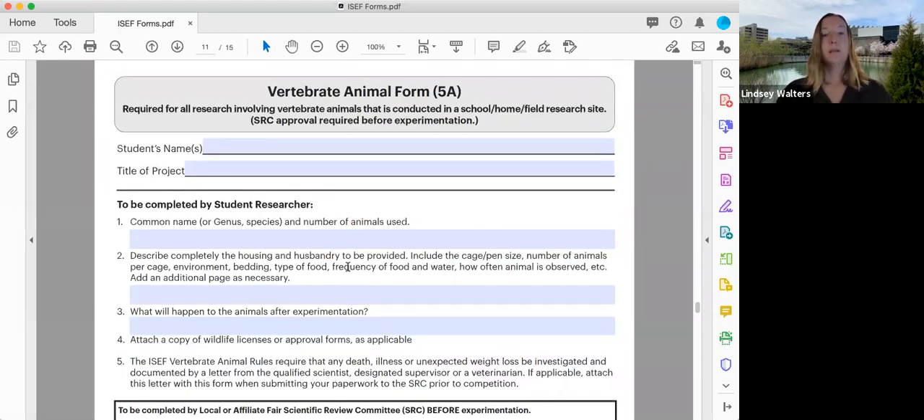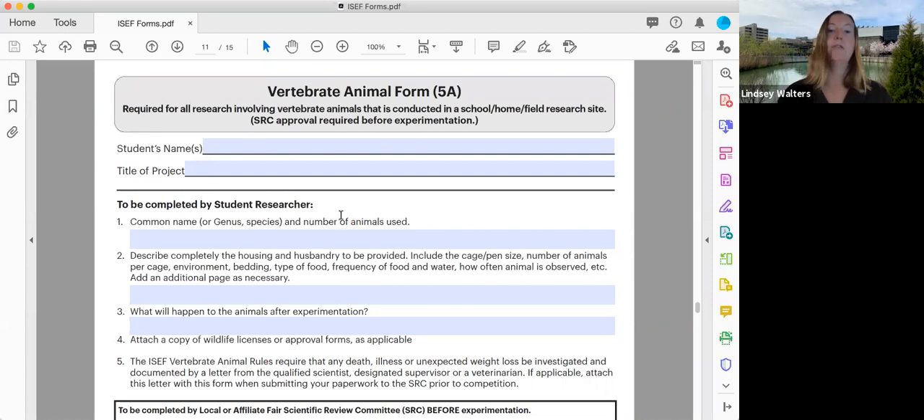The next type of special project is involving vertebrate animals, which again includes mammals, birds, reptiles, amphibians, and fish. If you are going to study vertebrate animals at home or at school, you may only do projects that are observational or behavioral in nature. You can't directly manipulate or do anything that might harm the animal in any way. So you can't take blood samples or do anything like that. It has to be just behavioral if you're doing it at home or school.